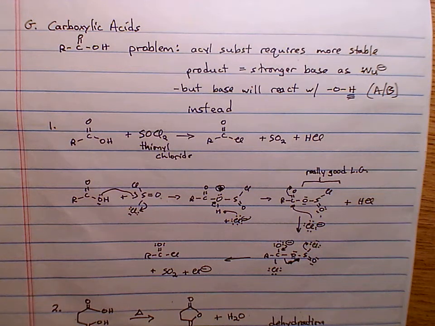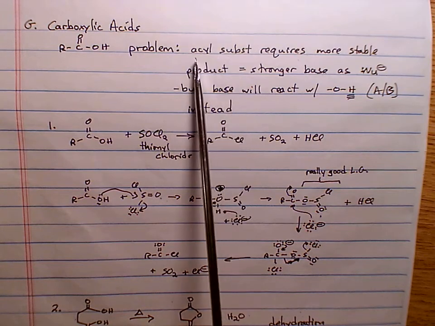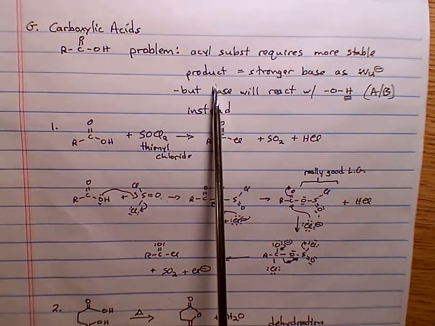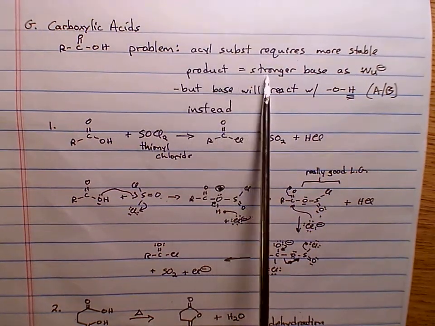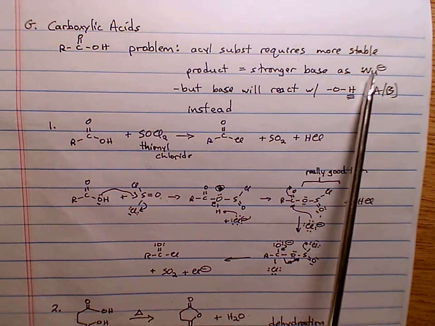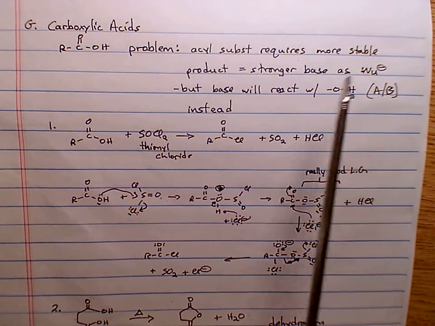All right, carboxylic acids, as we have mentioned, are fairly stable, and their big problem is they don't like to do nucleophilic acyl substitution reactions, and the reason is simple. Acyl substitution requires more stable products, which comes from a stronger base. We need the nucleophile that is attacking to be a stronger base than the leaving group.